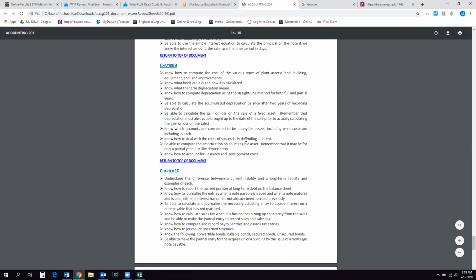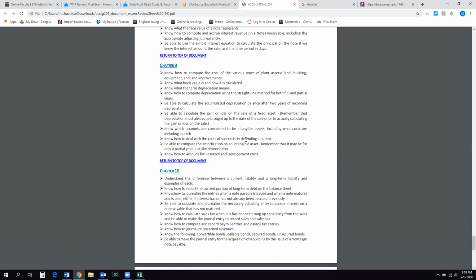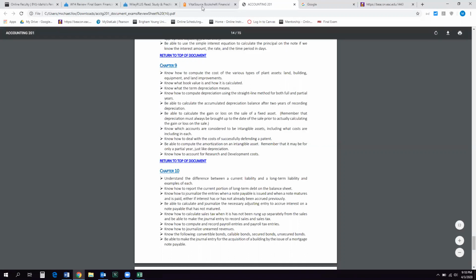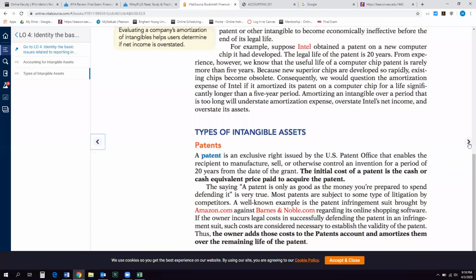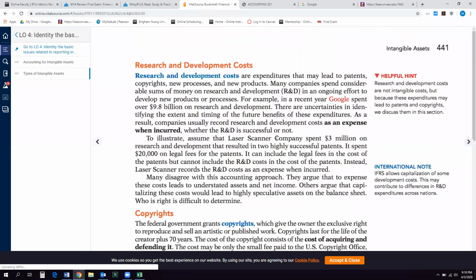So let's see, be able to compute the amortization of an intangible asset. Remember that it may be for only a partial year, just like depreciation. Almost always assets are amortized in a straight line, and you do it just like depreciation. So if you can do depreciation, you can do that. And then know how to account for research and development costs. Again, those are handled right here.